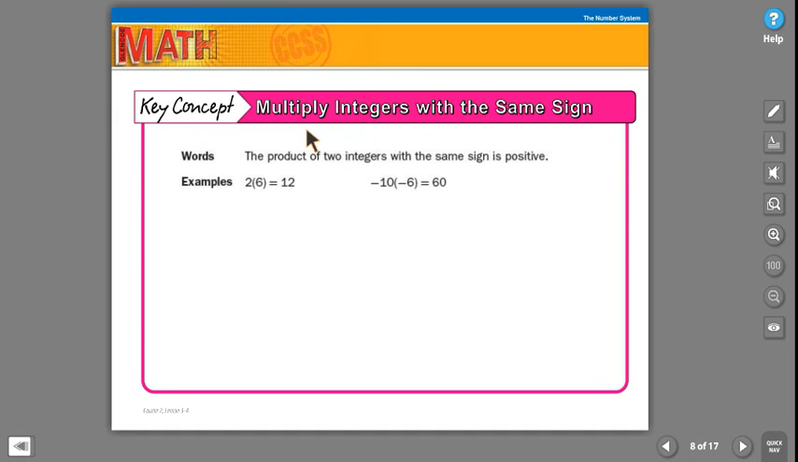Key concept: multiply integers with the same sign. The product of two integers with the same sign is positive. So for example, 2 times 6, both positive numbers, is going to equal a positive 12. Negative 10 times negative 6 is going to equal positive 60.